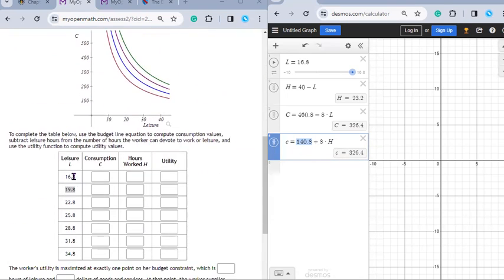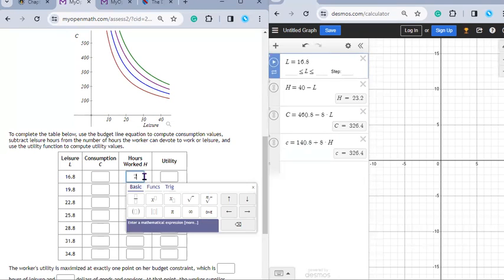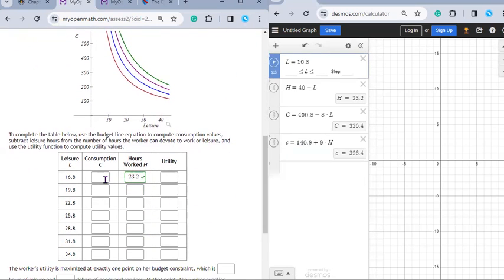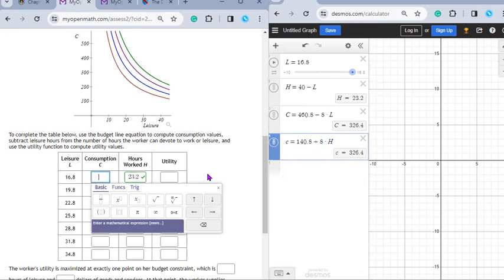Okay, all right, so let's fill out this table. When my leisure is 16.8 and I only have 40 hours to devote to leisure or work, I can work 23.2 hours. When I work 23.2 hours, my consumption, either I'm using the budget line or my earnings. This is the earnings equation. This is my spending equation, that's an expenditure equation. And this is my earnings equation, non-labor earnings plus labor earnings. Both give me the same number.